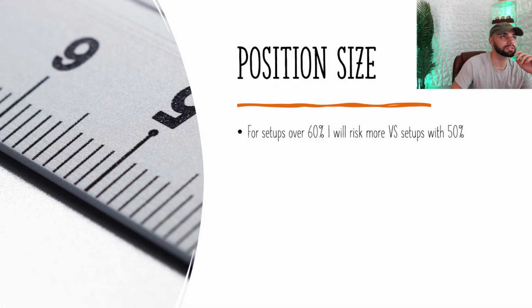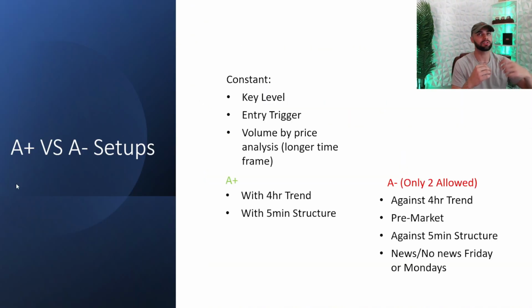Big difference. So some things for me that make it 50 versus 60%, right? The constant will always be the key level, the entry trigger, and volume by price analysis in the longer time frame. But A+ setups are with the 4-hour trend and the 5-minute structure. So the trend is very important here. Depending on what entry trigger it is, it does make it A+ versus A-. Sorry, my dog went crazy there. But A- setups, right? They'll be against the 4-hour trend.